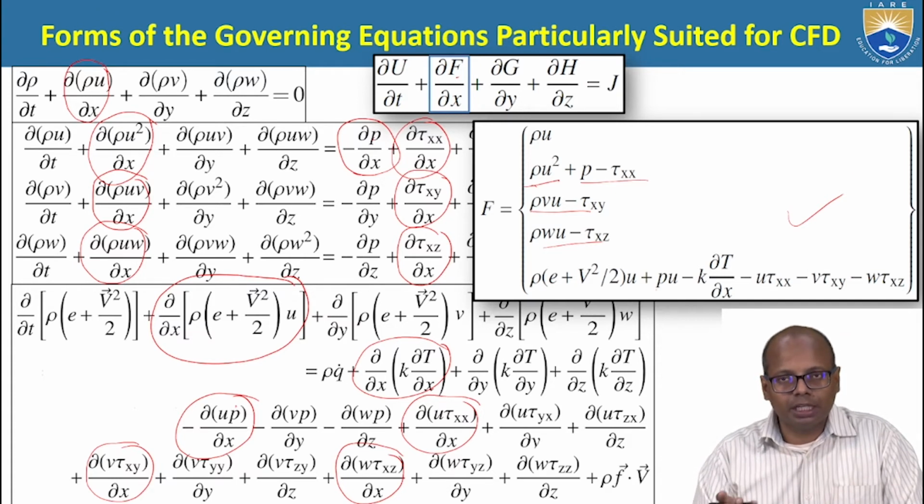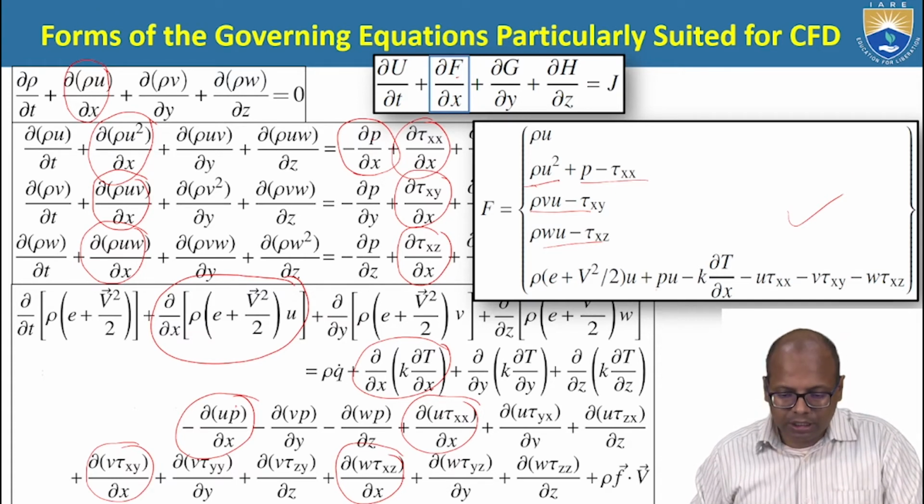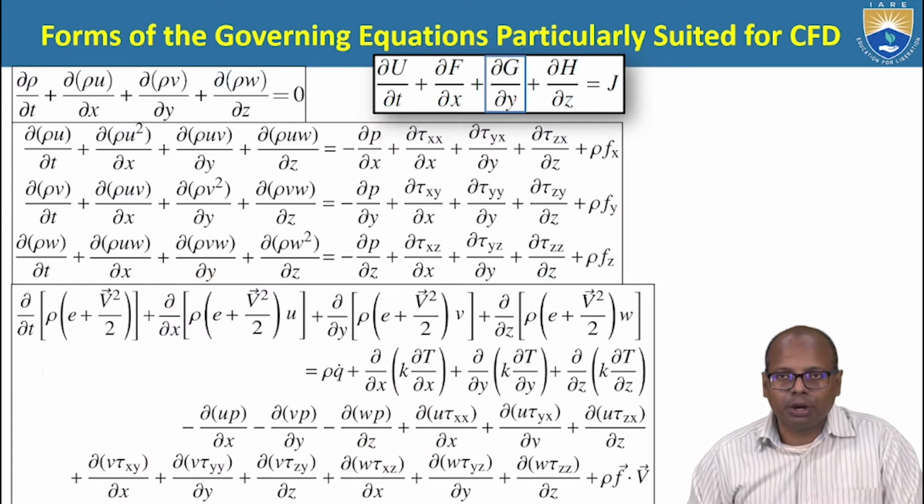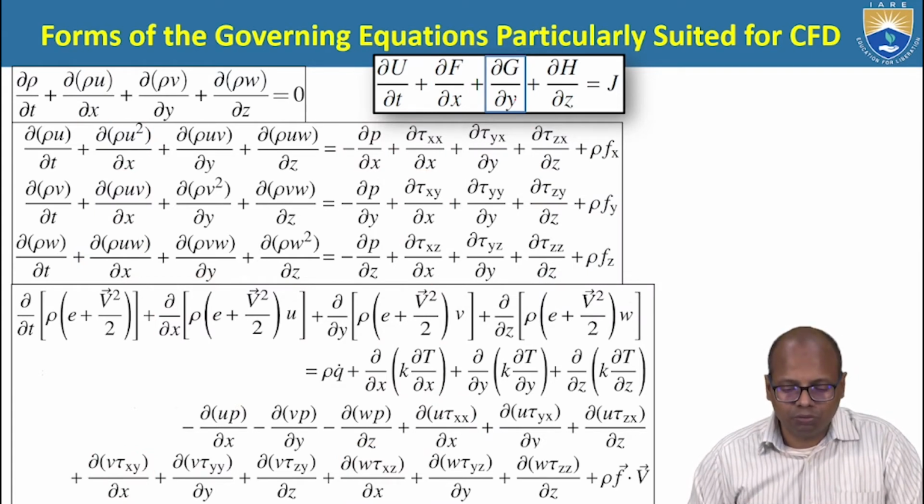Okay. Similarly, we can write it for G. So how to write it for G? G is the partial differentiation with respect to y.